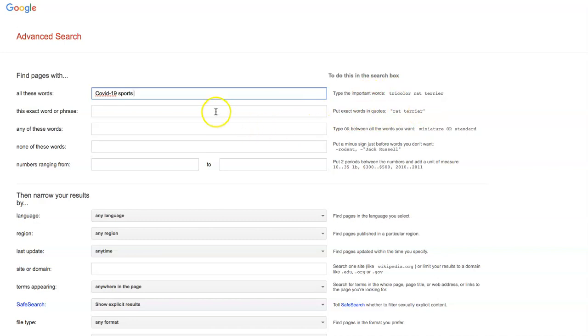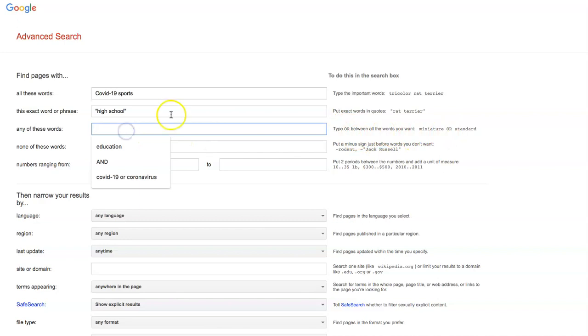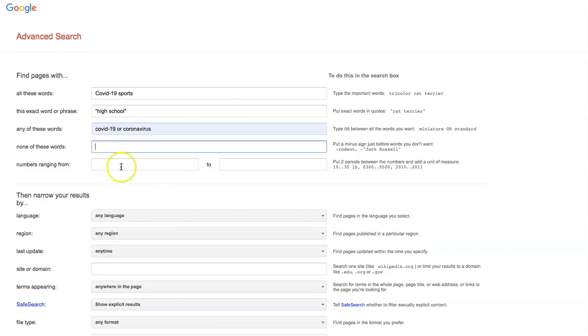Remember high school? I might put that in there. So I'll put in high school. I would not fill in every one of these lines because the more you fill in, the less you get. This also lets you type this or that between the words you want. So remember when I was saying corona or coronavirus? I'll just put this. This may kill the search. None of these words, I didn't want outbreaks or things like this.